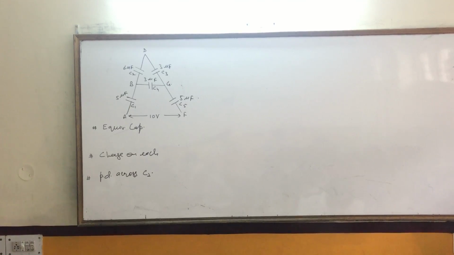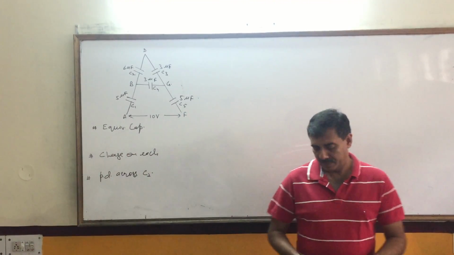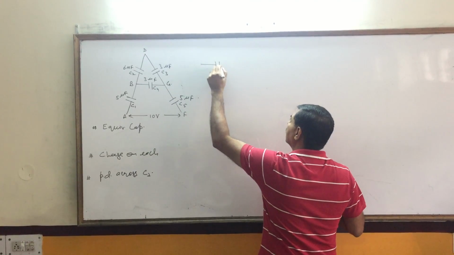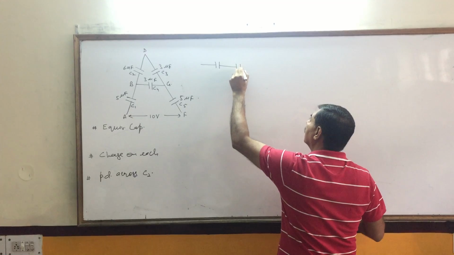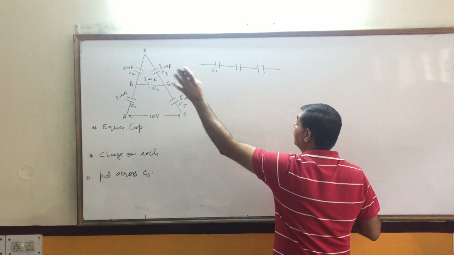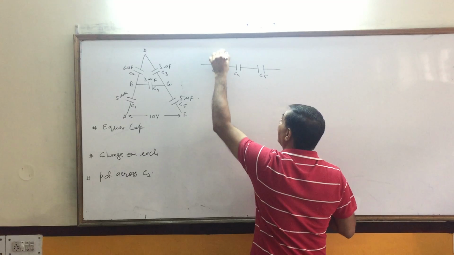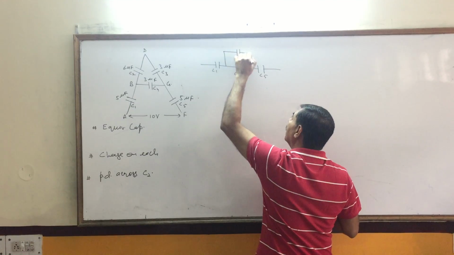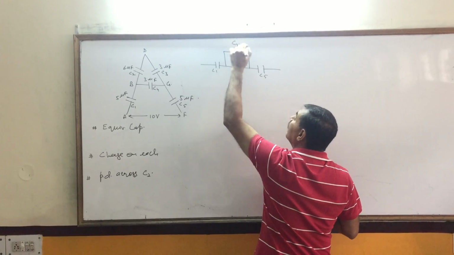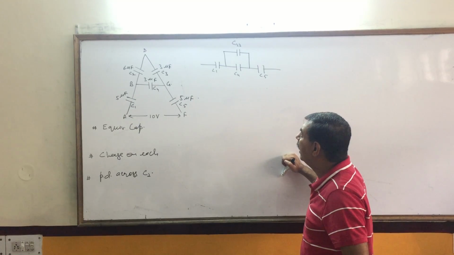Yes, C2 is done. Everything is done. Let me also make smaller circuits. This is basically C1, C4 and C5. They are not in series. They are not in series. I'm still making it. And this is one here. Should I call it C dash? Yeah, I'll call it C23. Better to call it C23 because it's an equivalent of C2 and C3.